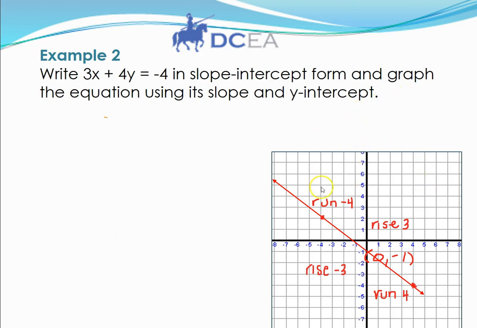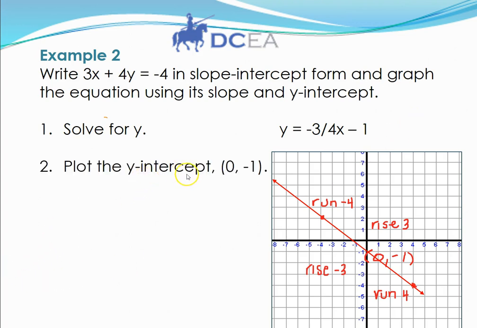Continuing on, let's look at the graph with the information that we solved for. So our equation was y equals negative 3/4 x minus 1.